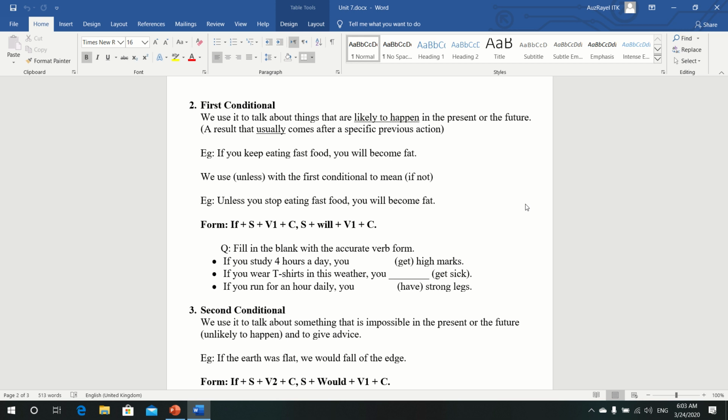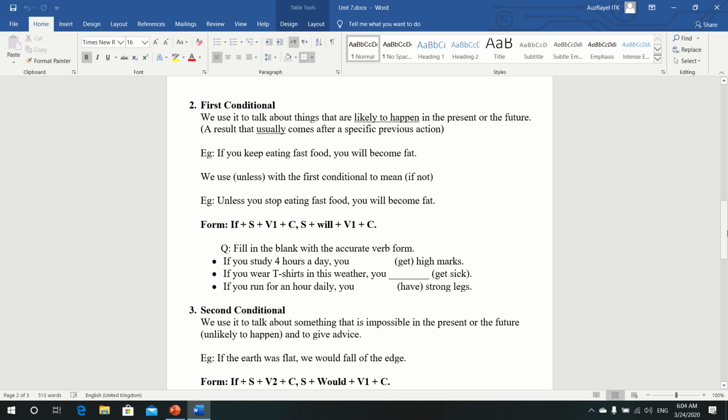In the present or the future, a result that usually comes after a specific previous action. Okay, for example, here we have if you keep eating fast food, you will become fat. So, here it's most likely that some people, when they eat fast food all the time, they will become fat. Okay, he's still not fat, but if he continues doing the same action, he will become fat in the future.